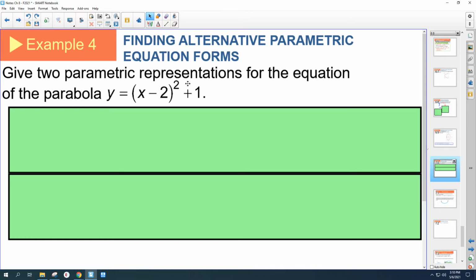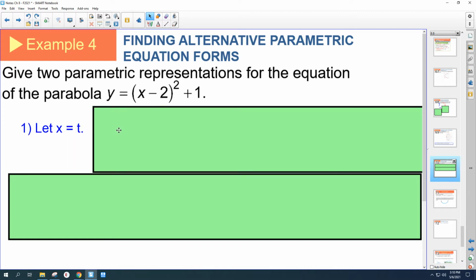Give two parametric representations for the equation of the parabola y equals x minus 2 squared plus 1. So we want parametric representations. Parametric, we're going to have a parameter t. So this seems kind of weird, but what we're going to do to start, we're going to let x equal t. And we can kind of play around with this and do whatever we want, but we want to keep it simple, or I do anyway. You can make it a lot more complicated than this, but we're going to start with x equal t.